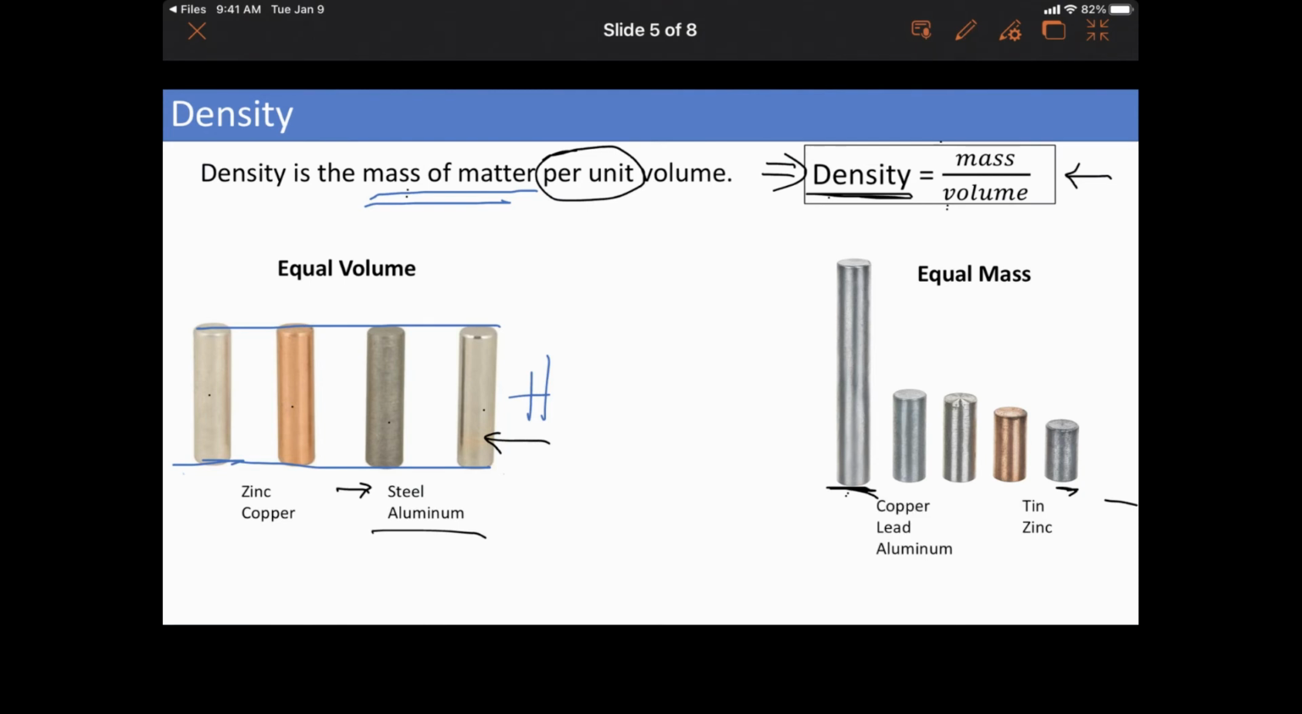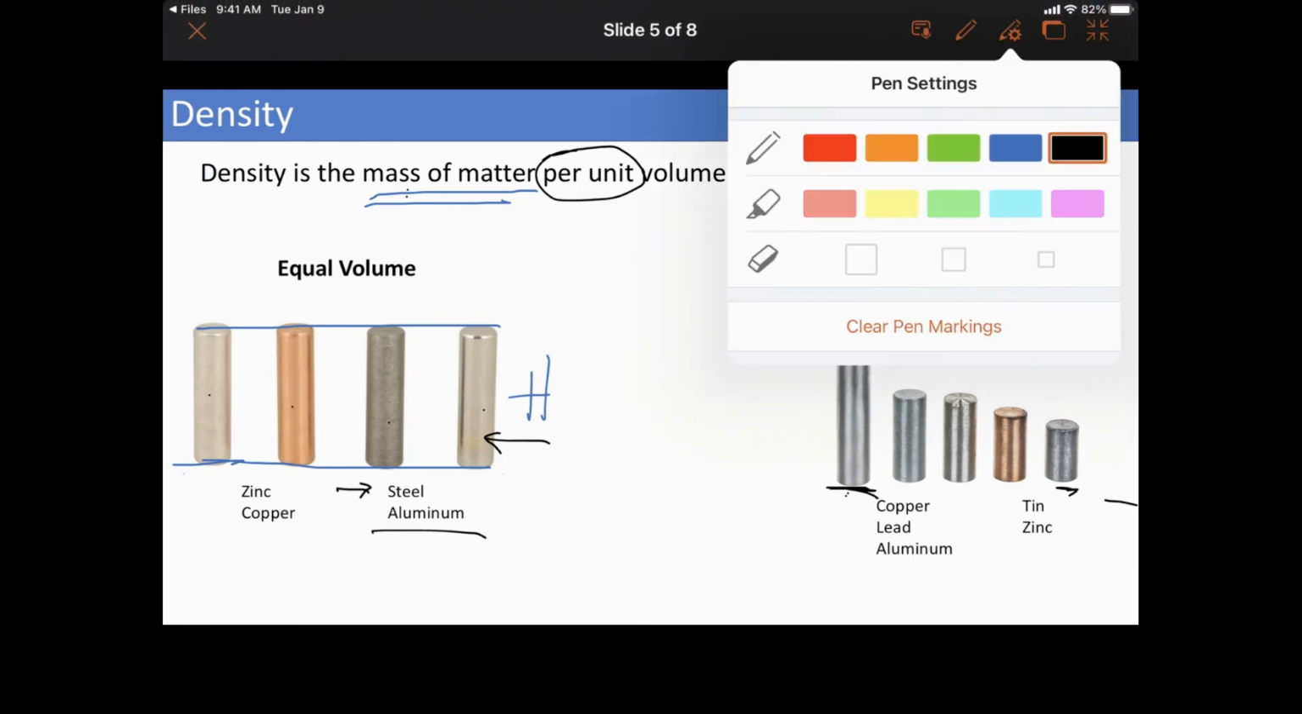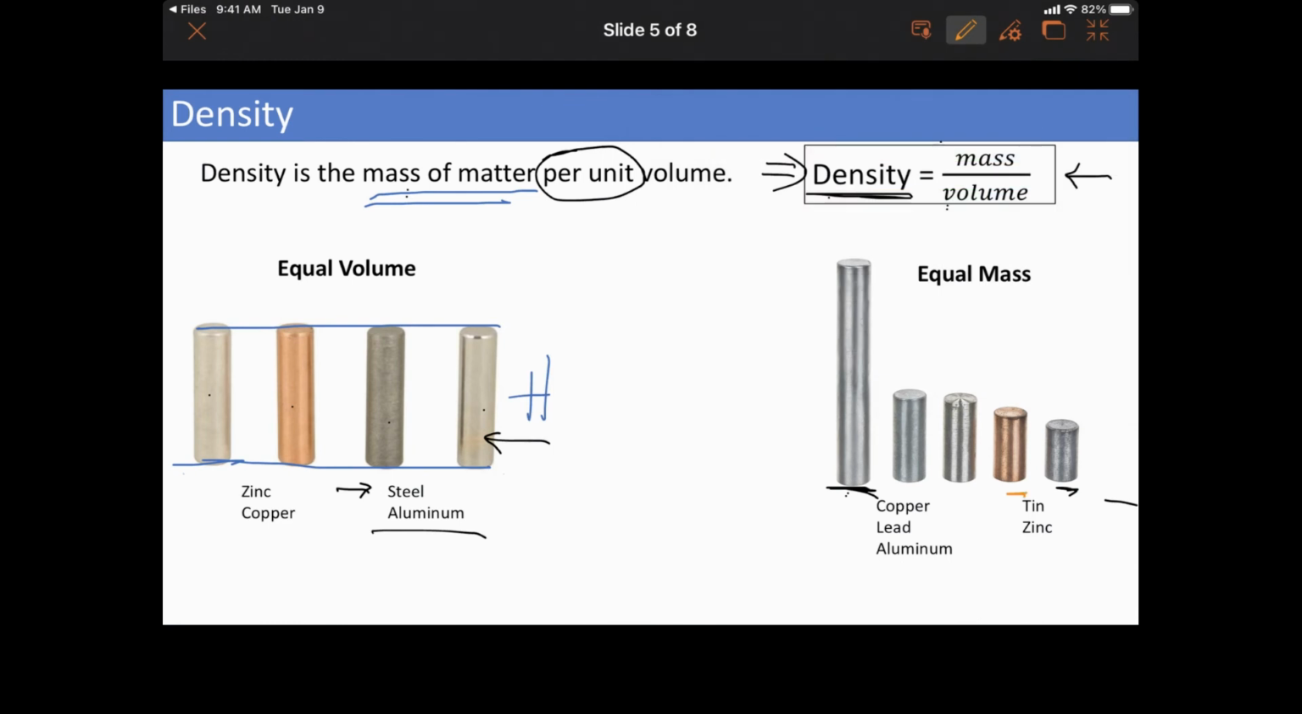So here are the different metals. Do you know which one goes to which? Could you guess which one is which? So copper, we can probably guess is this one over here. But could you guess this one? Yeah, I'm going to guess that's aluminum too. And I'm going to guess this may be steel, or I mean lead, because lead's pretty heavy. How do I know?